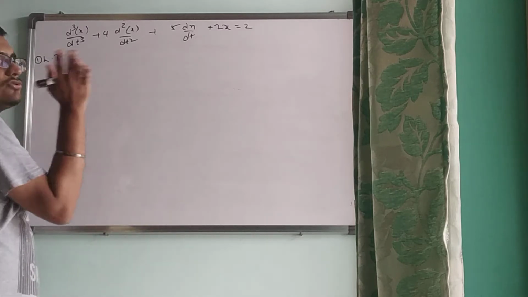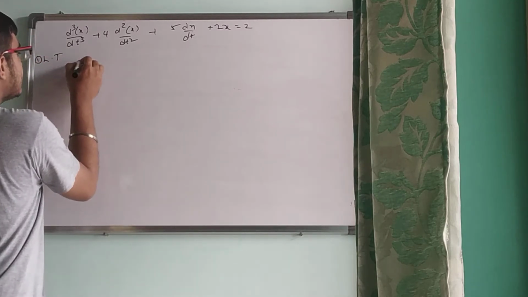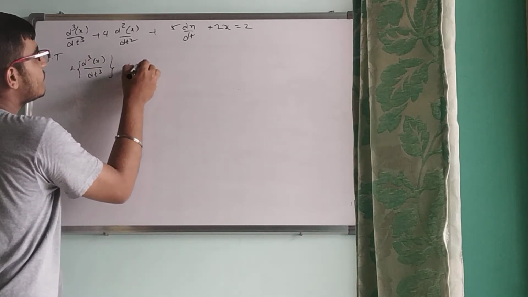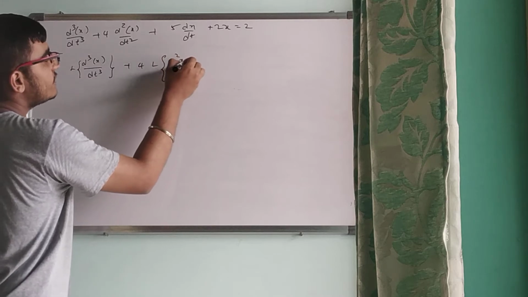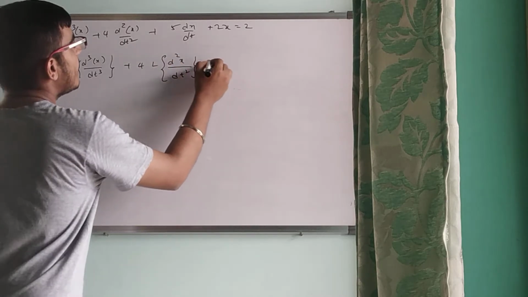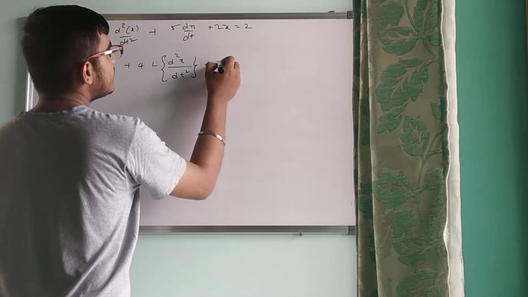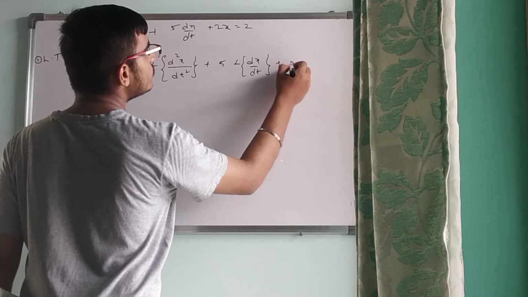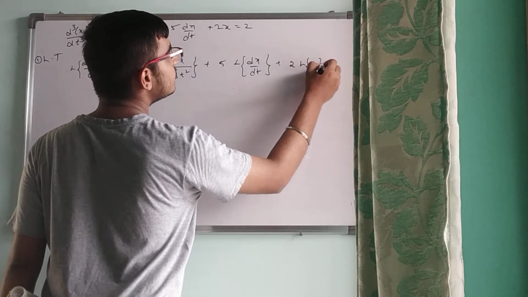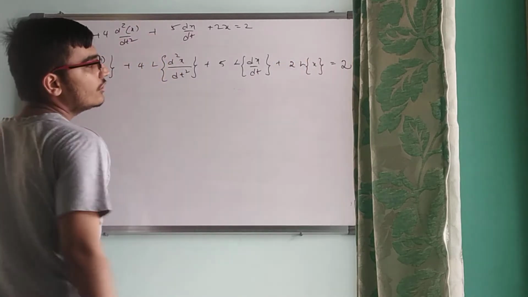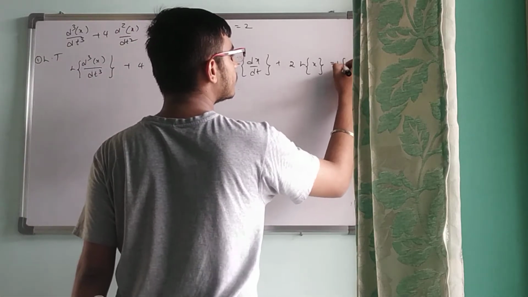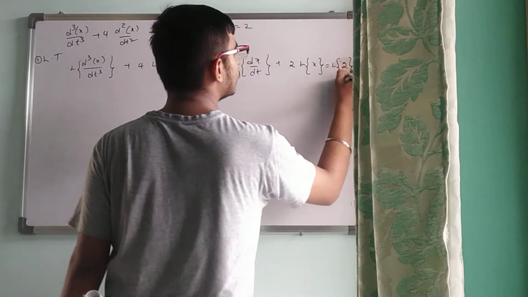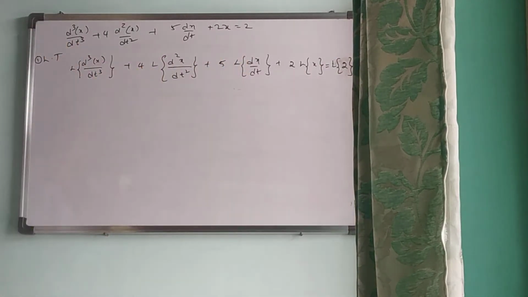So, first step is to apply Laplace transform. So, Laplace transform of d cube x by dt cube plus 4 into Laplace transform of d square x by dt square plus 5 into Laplace transform of dx by dt plus 2 into Laplace transform of x is equal to Laplace transform of 2. Laplace transform you need to apply on both sides first.